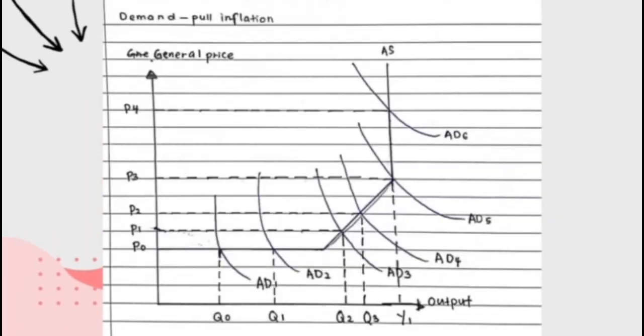Number 2, if AD3 to AD4, when there are fewer idle resources and a decrease in unemployment, prices begin to rise slowly. Inflation is mild and creeping. Number 3, if AD5 to AD6 in the full employment stage, industries cannot respond to changes in AD, so prices will begin to rise rapidly. Hence, demand pull inflation is associated with a booming economy.